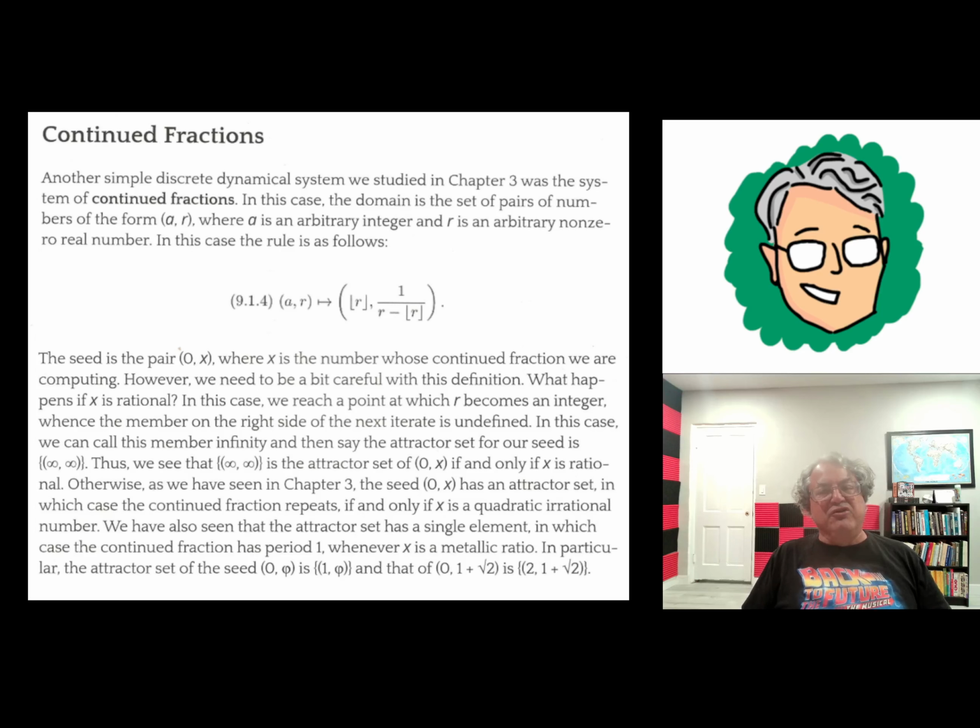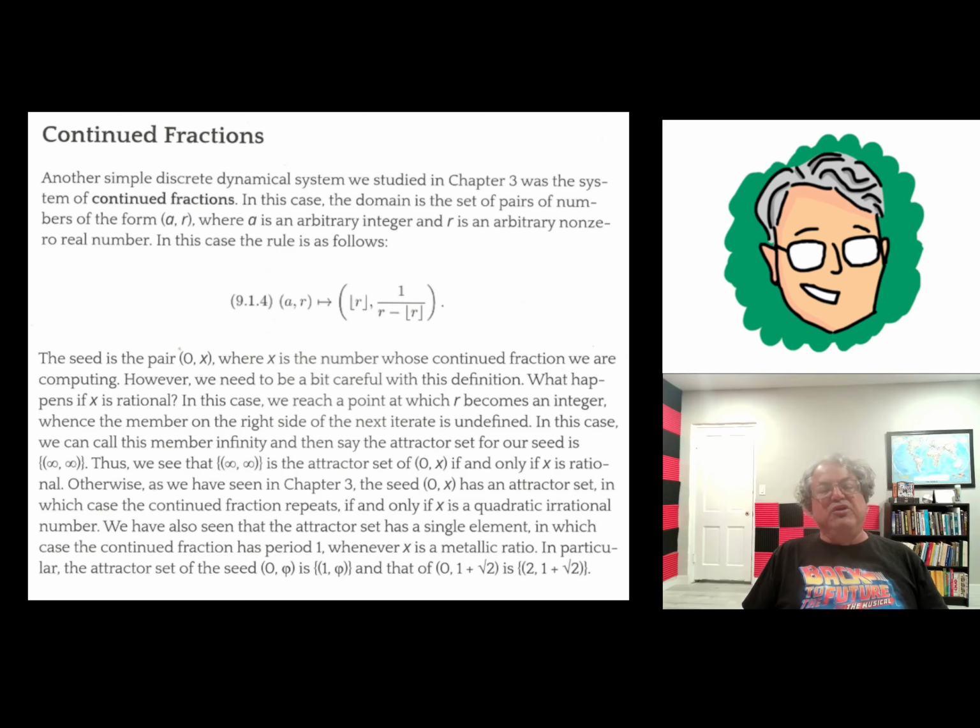Just like there's an algorithm for computing decimal expansions of arbitrary real numbers, there's an algorithm for computing continued fractions. Here's the algorithm. You start with your seed, which is the irrational number you're trying to compute the continued fraction of. We start with A comma R. R is an arbitrary non-zero real number, and A is an arbitrary integer.